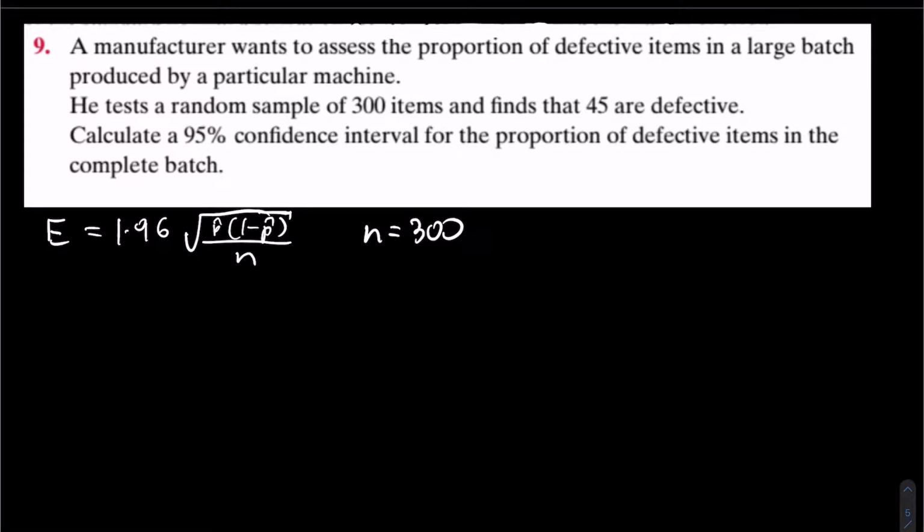First thing I'm going to calculate is p hat, the sample proportion, equal to 45 divided by 300. When I put it into the calculator, I get the result of 0.15.